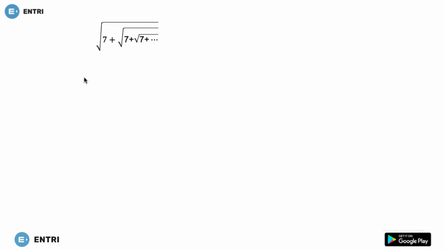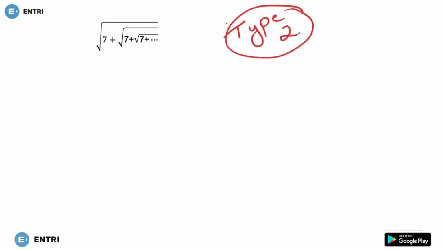Now coming to type 2. When I talk about type 2 questions, in these type of questions you can see these are prime numbers. And as we know, prime numbers are those numbers which are divisible by itself only. So there would be no factors other than 7 and 1. So for these type of questions, you need to remember this formula.